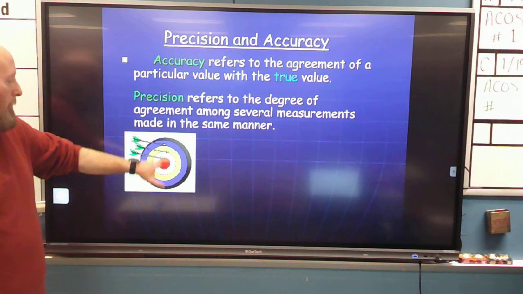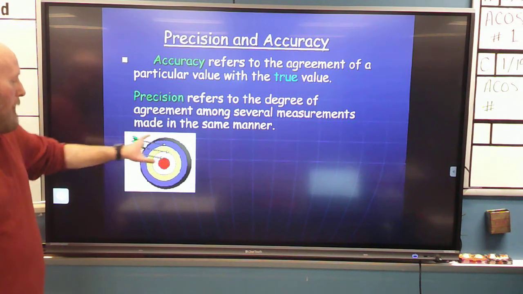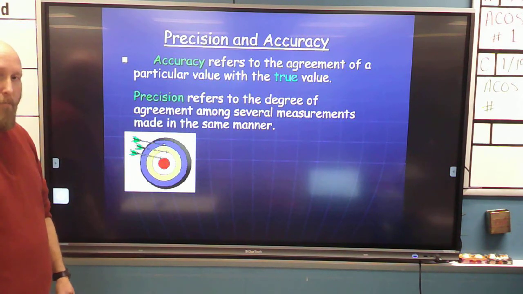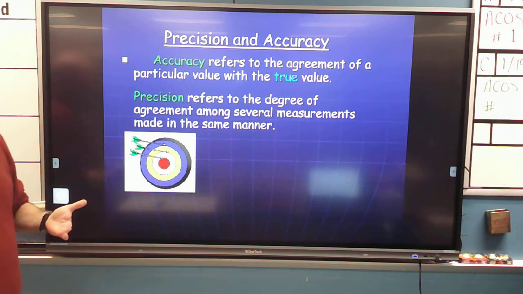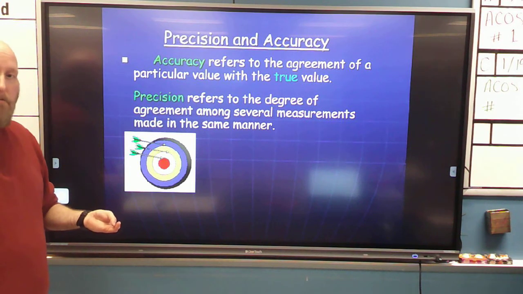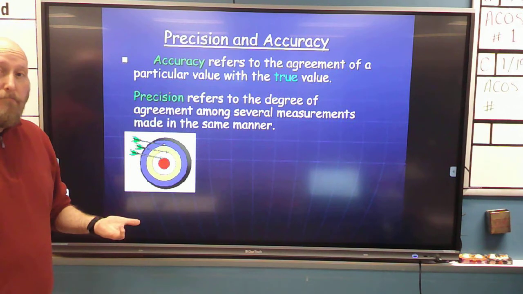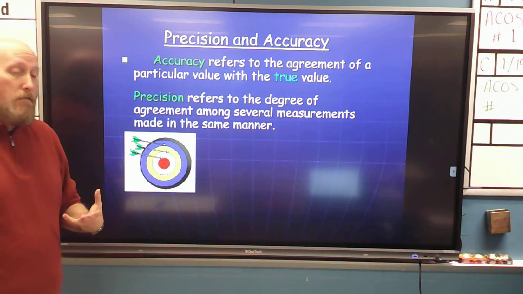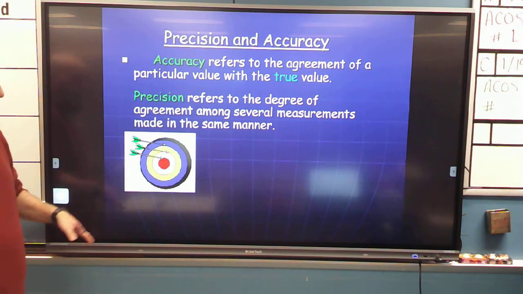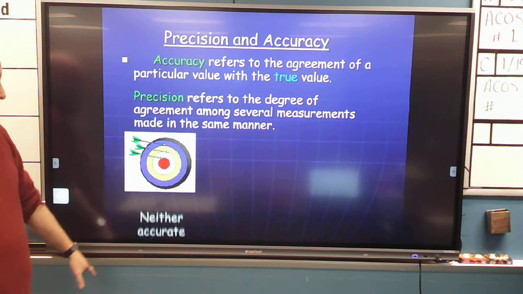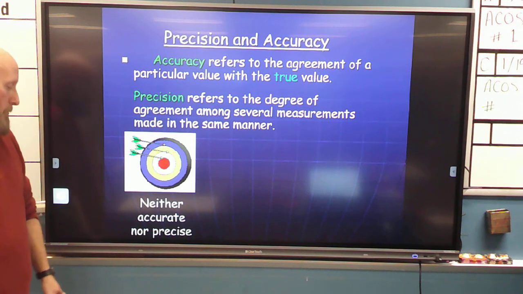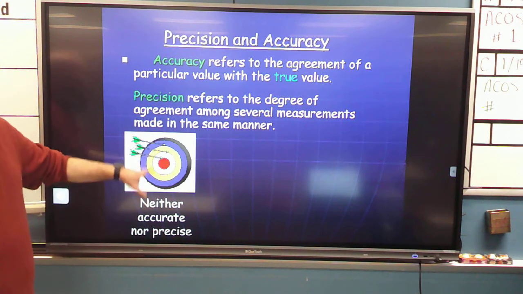Here it is, 3 arrows being shot at a dartboard, right? Or a bullseye. You look at these three. Is this accurate? Or is it precise? Or is it both? Or is it neither? Well, if you look at it, are they hitting right here? No. They're hitting here, here. Are they hitting close to each other? No. This one is neither accurate nor precise. They're just all over the place.